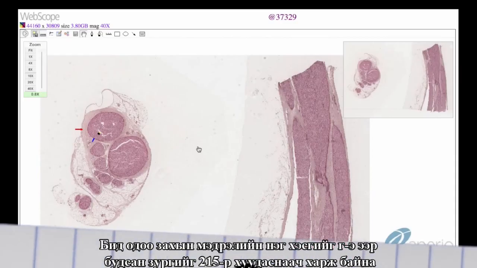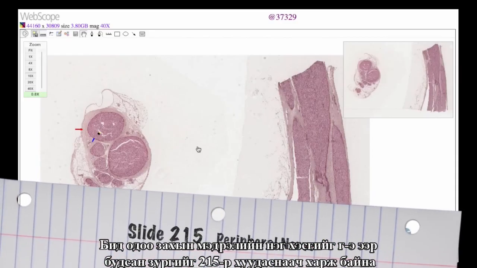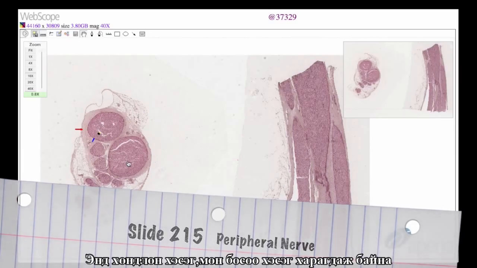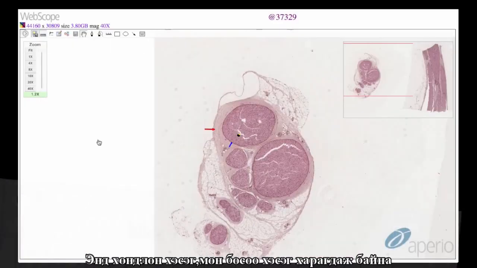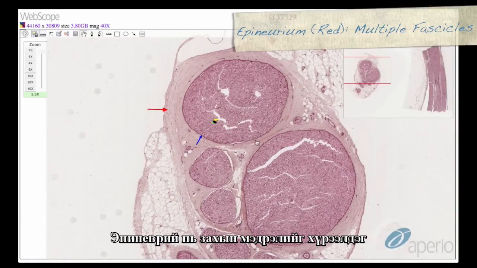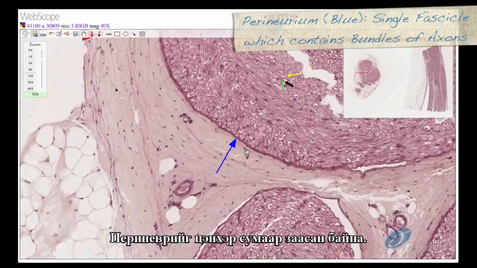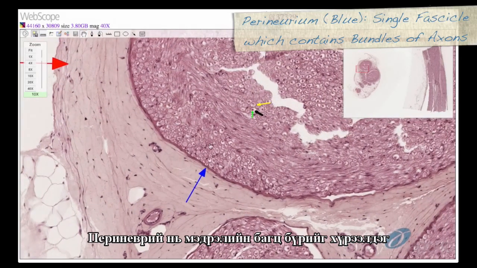We are now looking at slide 215, which is a section of a peripheral nerve prepared with H&E. This slide contains both the cross-section and the longitudinal section of a peripheral nerve. In the cross-section on the left, the epineurium can be seen at the red arrow. The epineurium surrounds multiple fascicles. The perineurium can be seen at the blue arrow. The perineurium surrounds a single fascicle, which consists of bundles of axons.